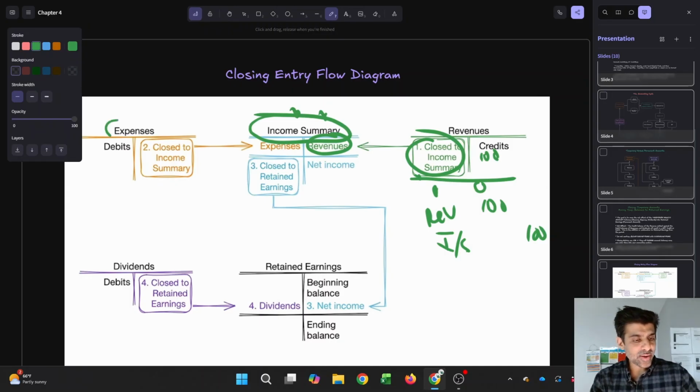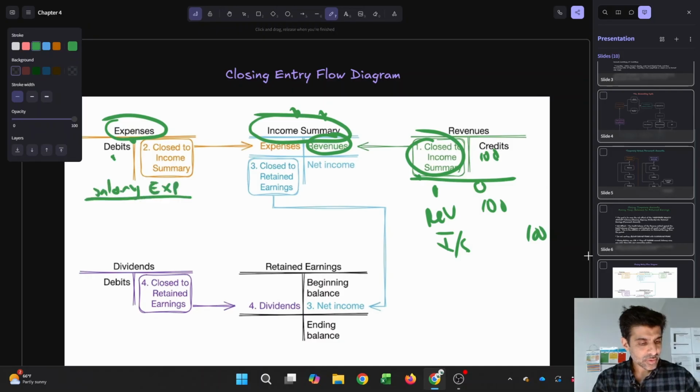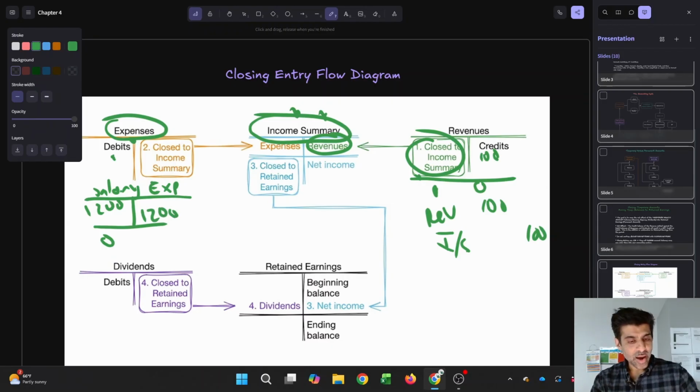I'm going to do the same thing now, but reverse for expenses, because they all have debit balances, and I want them to go to 0. So I'm going to credit each expense by its balance. Let's say we had salary expense, and it was $1,200. To make this go to 0, I need to credit it 1,200, and then I would debit income summary 1,200.